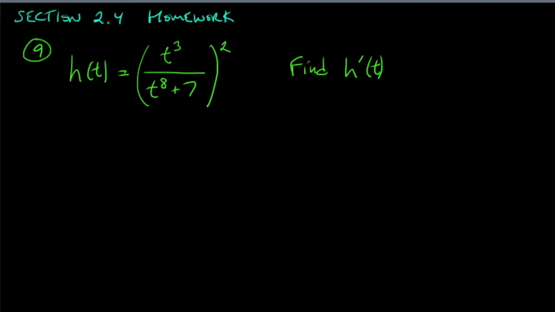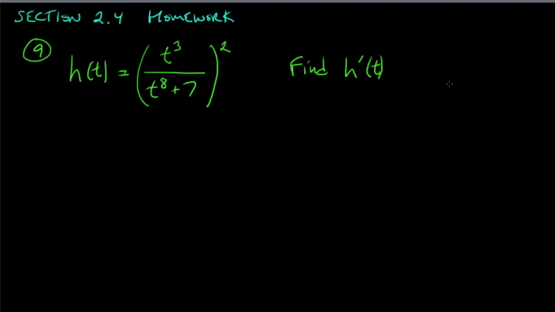Okay, so some homework problems from 2.4. This is number 9. And I forgot to mention that, again, some of your numbers here might be a little bit different, but it should be the same idea. So the first question, number 9, is h of t is equal to t cubed over t to the 8 plus 7, and then the whole thing squared. And of course, find the derivative.